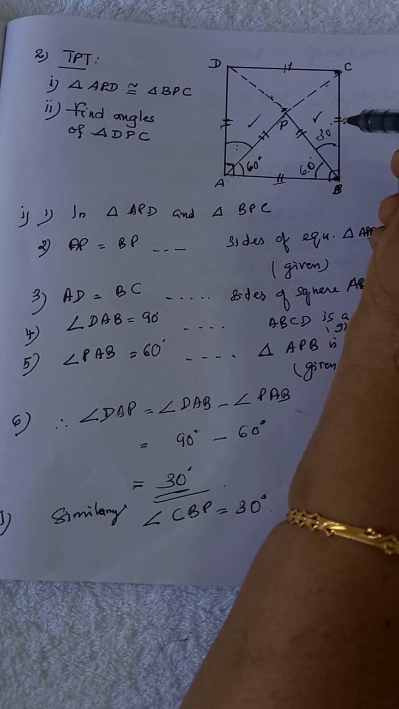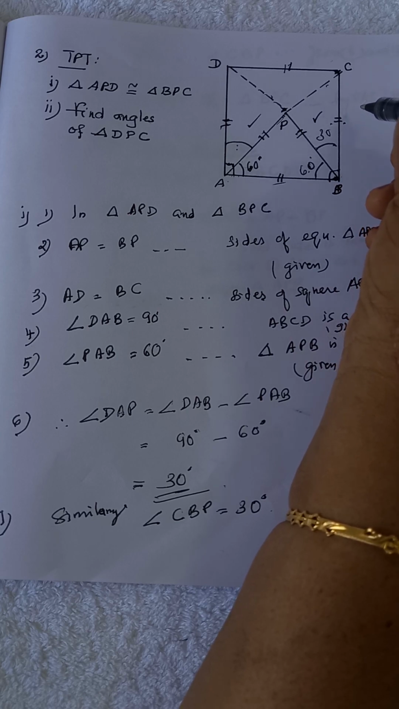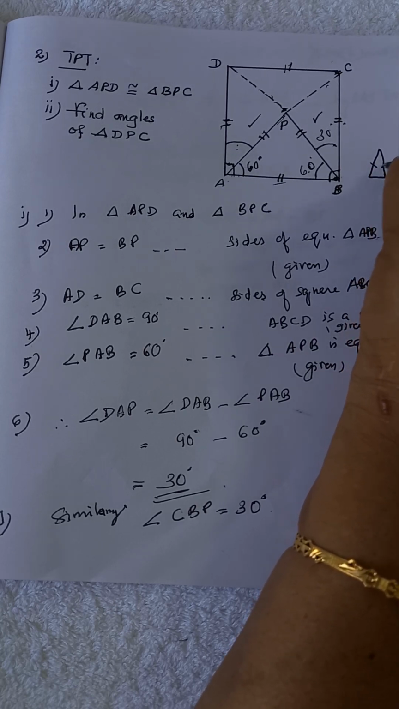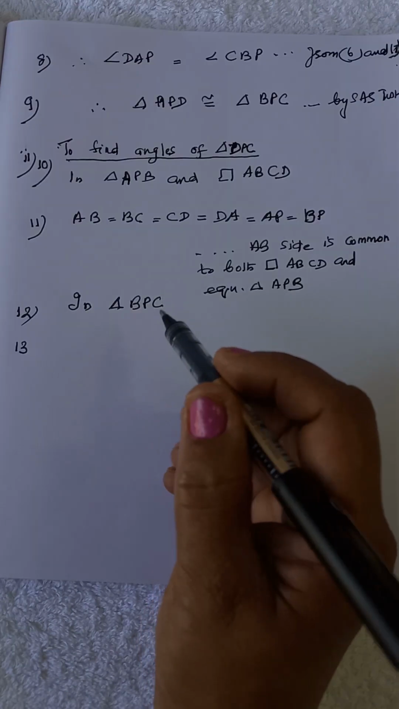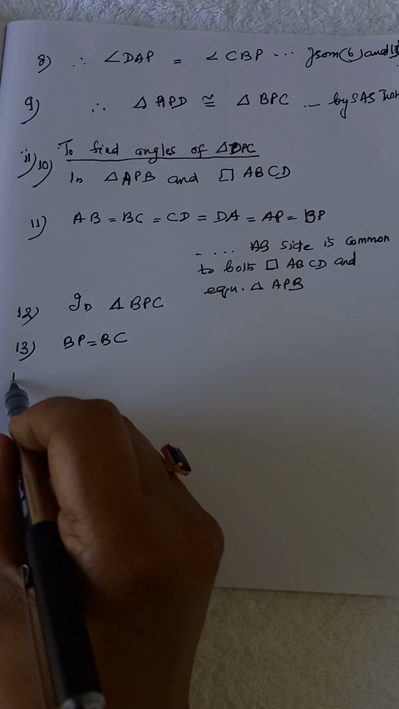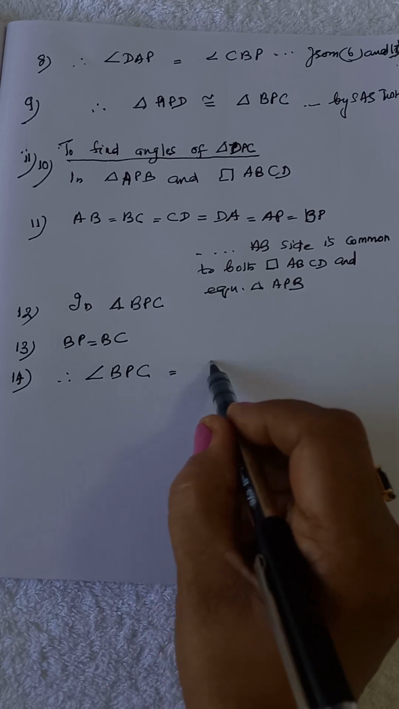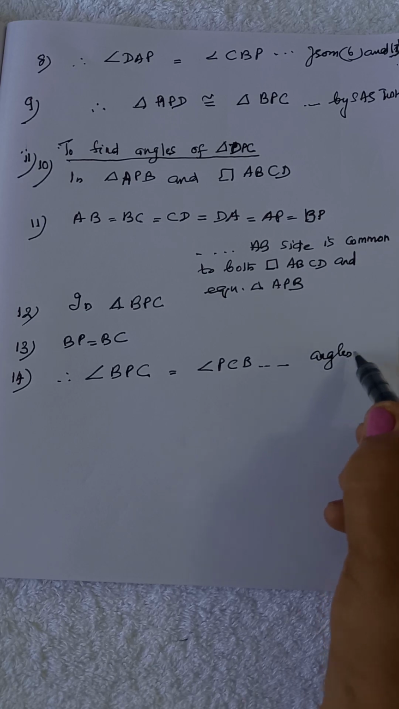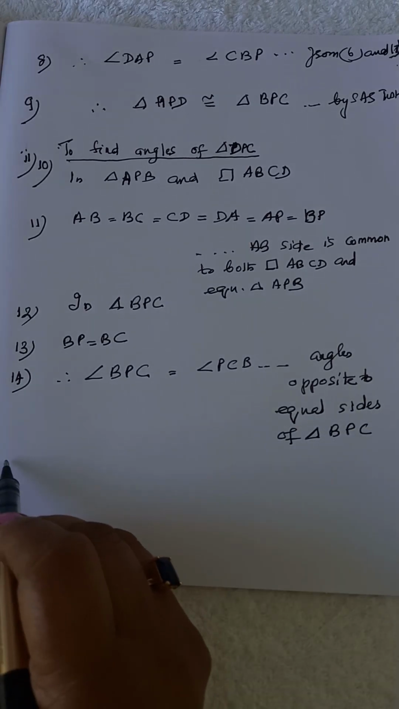So two sides of the same length means that is what type of triangle? That is an isosceles triangle. In the case of an isosceles triangle, two sides are of equal length, then angles opposite to those two sides will be of the same measurement. So we can write 13th point as BP is equal to BC, and 14th point: therefore, angle BPC is equal to angle PCB. What is the reason? Reason is angles opposite to equal sides of triangle BPC.